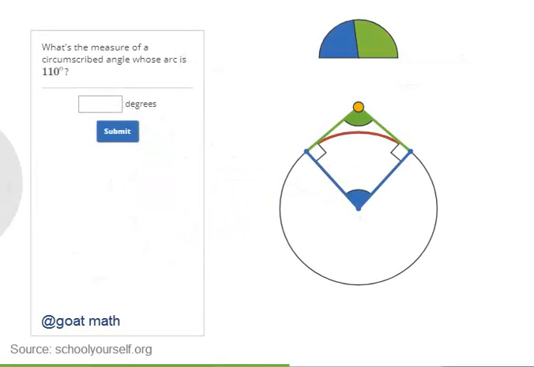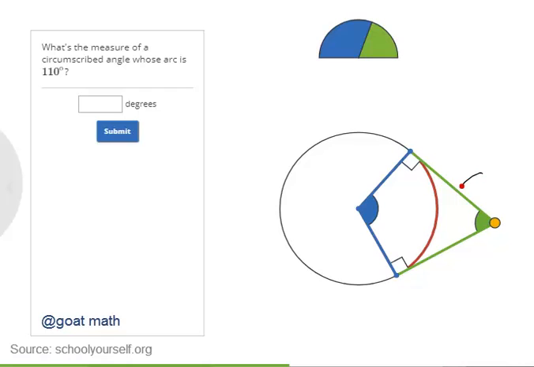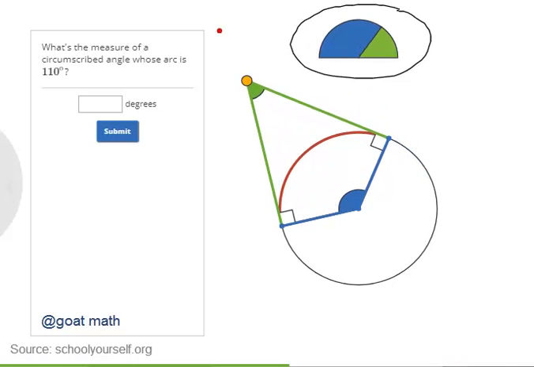Now it's time for you to make your own circumscribed angle. Try dragging this yellow point around the circle. The circumscribed angle, meaning this angle between the two tangent lines to the circle, is shown in green. The central angle for the arc is shown in blue. And no matter where you draw your circumscribed angle, you can see up here that it's always supplementary to the measure of the arc. So after you've played with this interactive for a bit, try answering this question. What's the measure of a circumscribed angle whose arc measures 110 degrees?